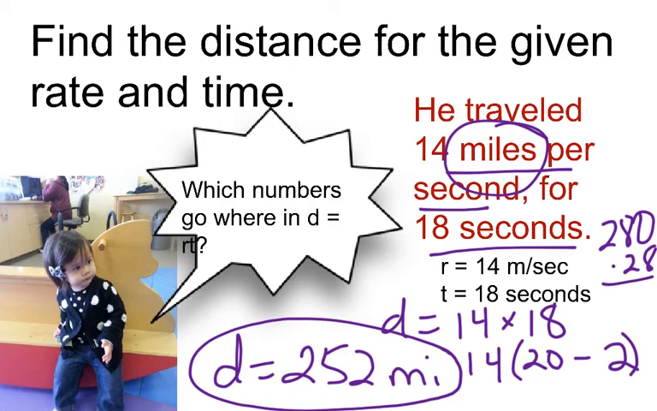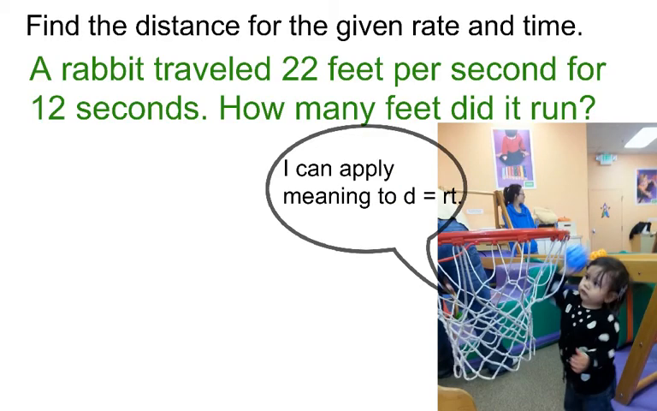Let's keep going. A rabbit traveled 22 feet per second for 12 seconds. How many feet did it run? So I want to know how many feet did it run. So when I think about that, okay, do I know what that represents in d equals rt? Well, let's look at my other numbers. 22 feet per second would be my rate. For 12 seconds, that would be my amount of time. And then how many feet, my total distance, would be my distance.